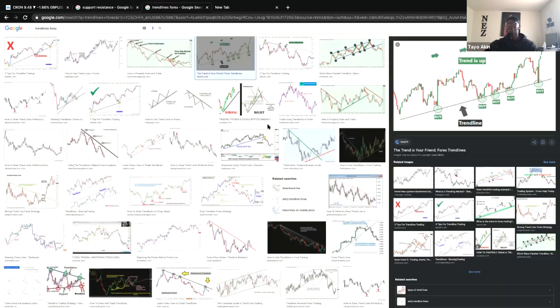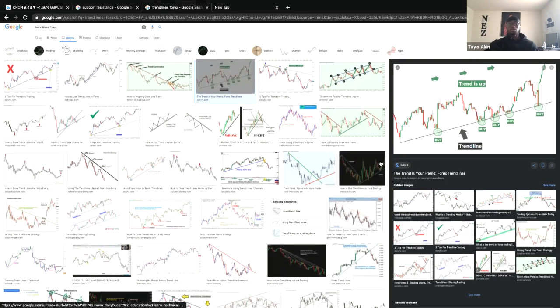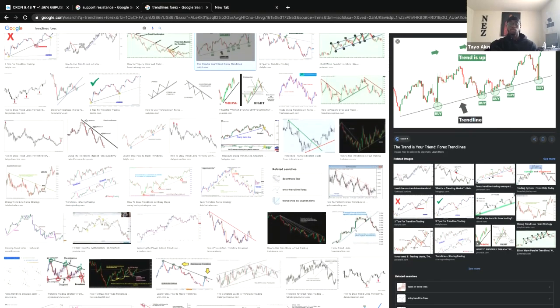So now we are gonna discuss trend lines. Like I said, I think this is the simplest way to understand the market and how to identify trend. And like I told you, trend tells you if it's going up or down.